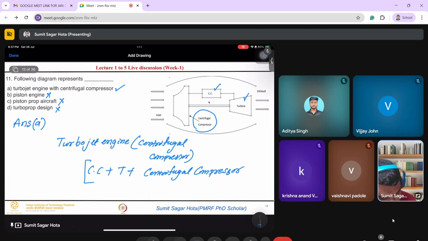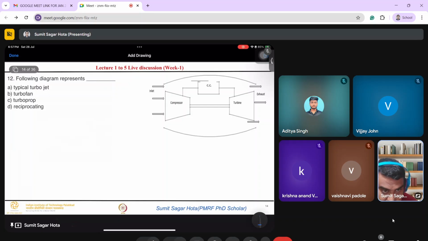So yeah, same. Here one compressor is there, one combustion chamber is there, and one turbine is there. This is the same thing, we just see a turbojet engine. This is a better question than the previous one, because here it directly mentions the turbojet.